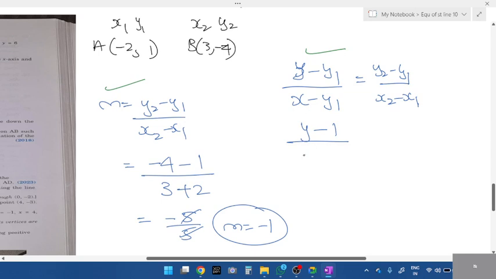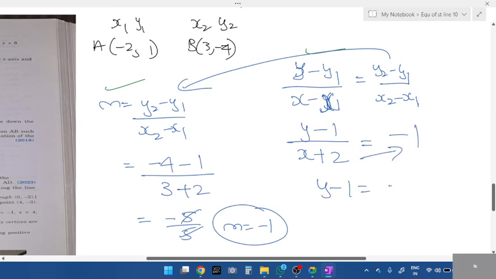Okay, tell me the next one. Sorry, this is x minus x1, students. What is x1? Plus 2 is equals to what is y2? Can you all see this and this? Is it same or different, students? Same. Can I write what's the answer we got there? Minus 1. Very good. y minus 1 is equals to, cross multiply.